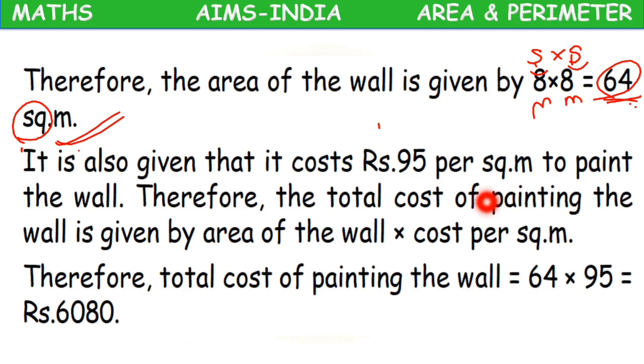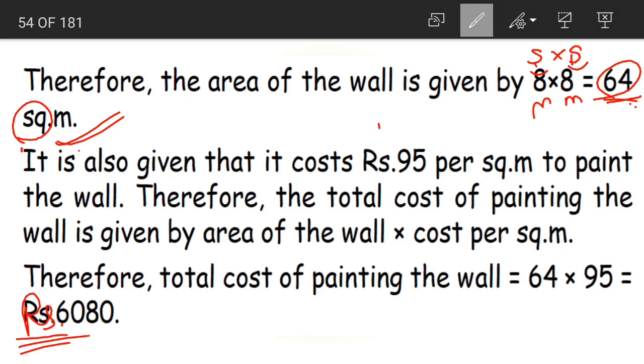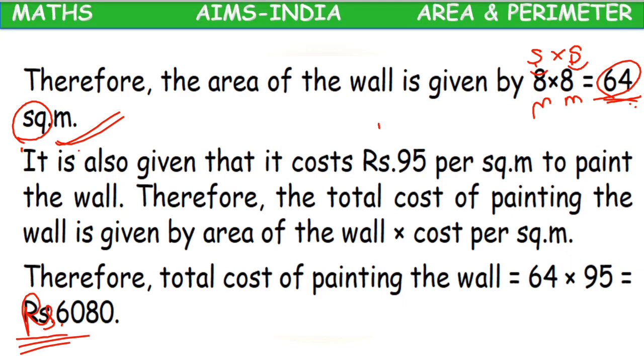6080. Let us check. Yes, 6080, and the answer is to be written in rupees. Why? Because here we are talking about the cost, that means how much money we are going to spend. So when we are talking about money, we use rupees to represent the answer. Is this clear, children? We have done this similar problem in the starting of this class as well.